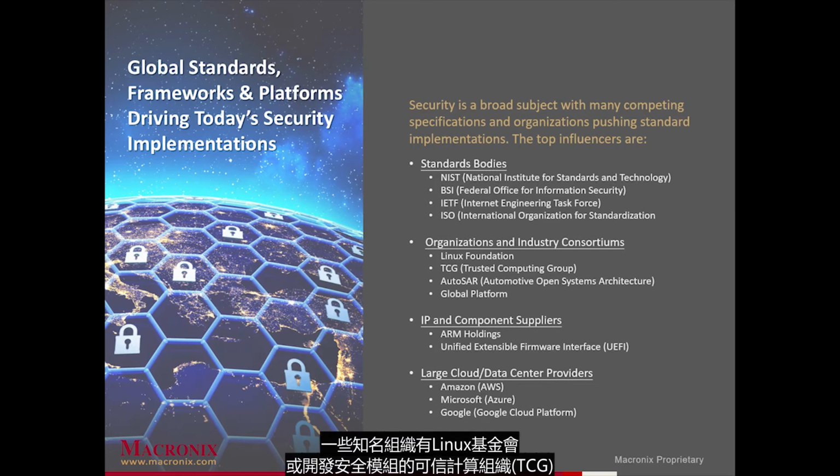I think some of the most well-known organizations are the Linux Foundation, or TCG, the Trusted Computing Group for Secure Modules. And then in the auto space, AUTOSAR, Automotive Open System Architecture, or SIG, the Automotive Special Interest Group. And then global platforms for secure chip technologies. But there are many others which are leveraged, and it really depends on which markets and applications the product is targeted towards. And then, there are security frameworks that are driven by IP and component suppliers.